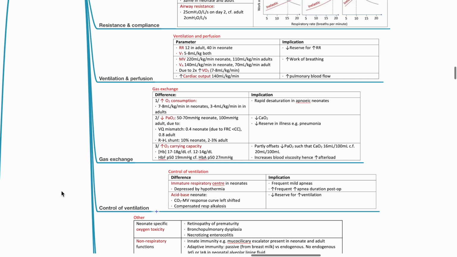There is increased oxygen carrying capacity in neonates compared to adults. Due to higher hemoglobin concentration, 17 to 18 grams per dl in neonates compared to 13 grams per dl in adults. The P50 of HbF is lower than HbA, 19 versus 27 mmHg. This partially offsets reduced PaO2 such that CaO2 is 16 ml per 100 ml compared to 20 ml per 100 ml when comparing neonates to adults. There is increased blood viscosity, hence increased afterload.